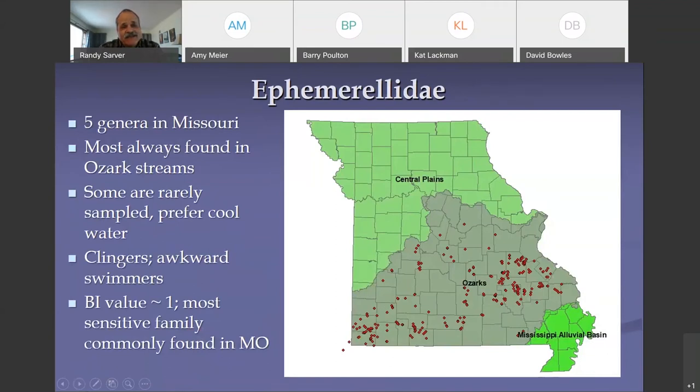Interesting thing about Ephemeridae at the family level, geography tells you quite a bit here, the geographic distribution. We have records here for Ephemeridae, pretty much an Ozark critter. That's because they pretty much prefer cool or cold water and well oxygenated water. We have five genera. It's not that they're not diverse. We have a fair amount of diversity in Ephemeridae, but they're not all that common. And if you look down at the bottom at the biotic index value, they're probably one of the more sensitive families of mayflies in Missouri, with a biotic index value of one. Next.